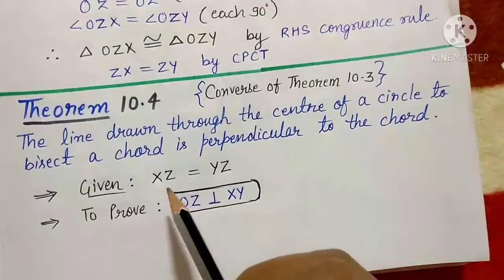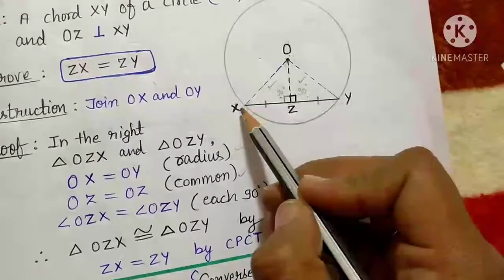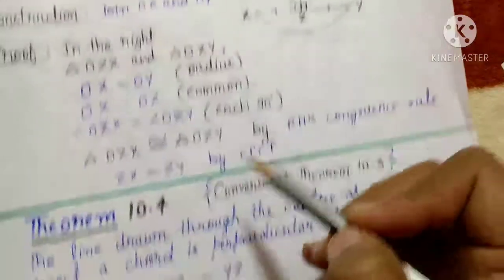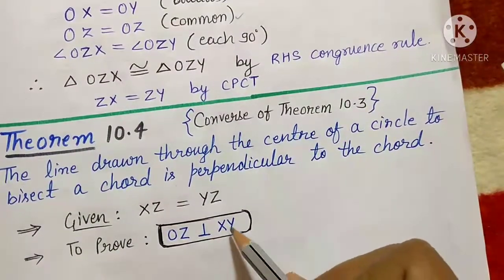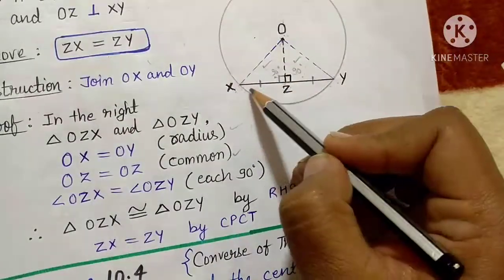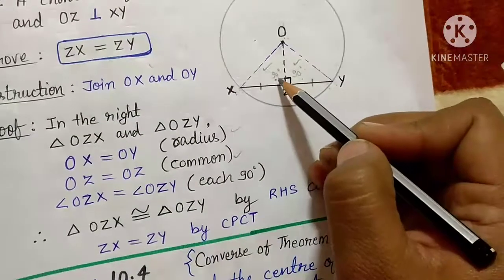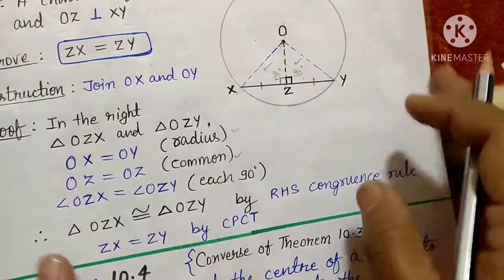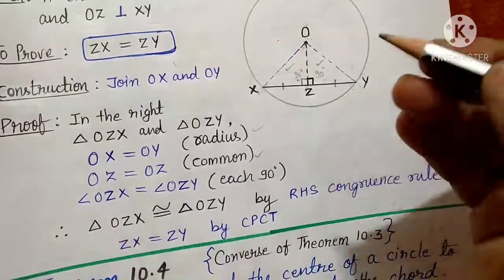So given what? xz equals yz, or you can say zx equals zy, and we need to prove what? OZ is perpendicular to xy. It means we need to prove that both these angles are 90 degree angles. So students, to try to solve this question, I am giving you a hint.